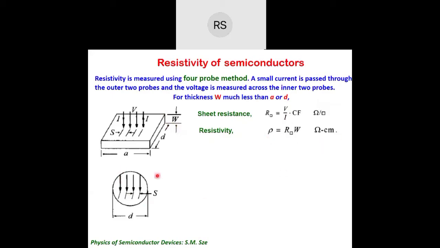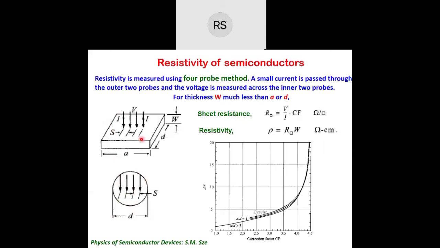Sometimes you can have a sample in this shape also. So this is the diameter of the substrate. But this is rare actually. Mostly you get substrates which are square shaped or rectangular shaped.